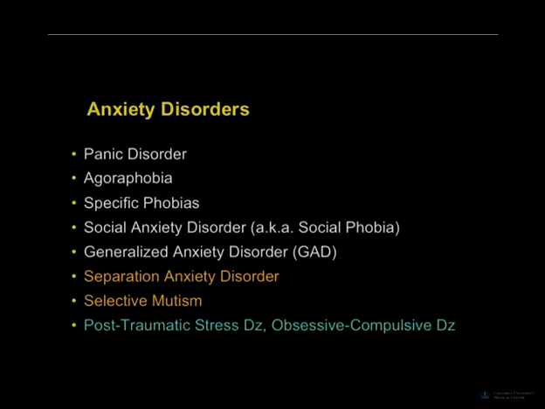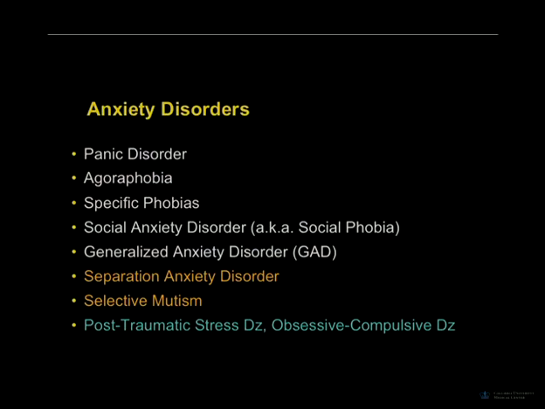And as I mentioned, we're going to talk about the ones listed here in white: panic disorder and agoraphobia, which often co-occur. Specific phobias, there are several subtypes of these we'll talk about. Social anxiety disorder, which has also been called social phobia. Generalized anxiety disorder. And then there are some other anxiety disorders I won't talk about today. Two in yellow are separation anxiety disorder and selective mutism, which occur more often in children, and were just recently added to the adult categories in DSM-5.